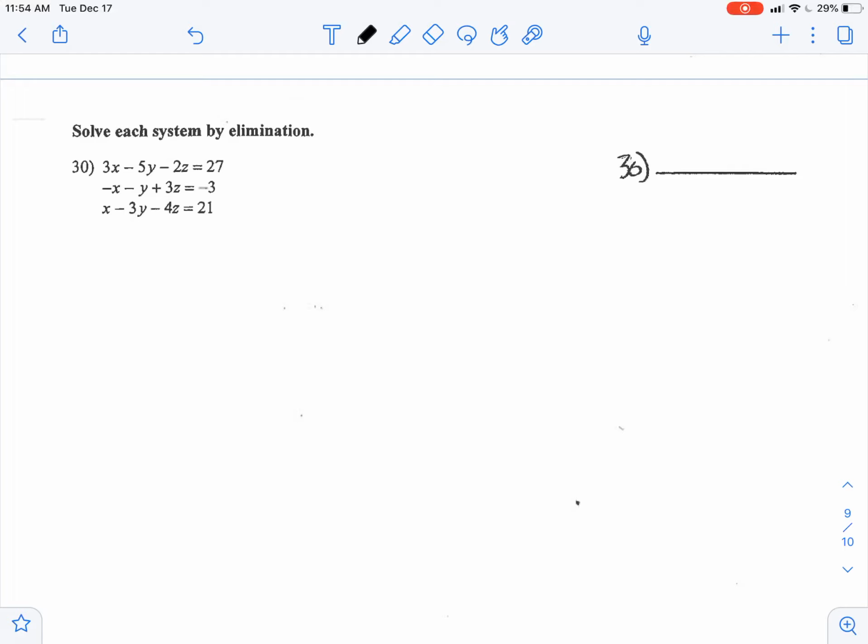This is solve each system by elimination, but you can do it by Cramer's rule. But I would just do it by elimination.